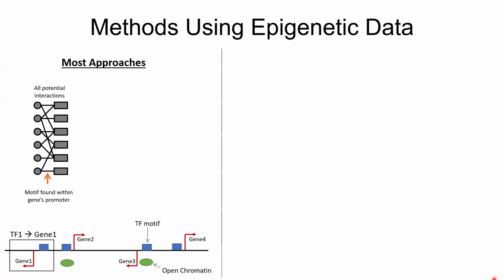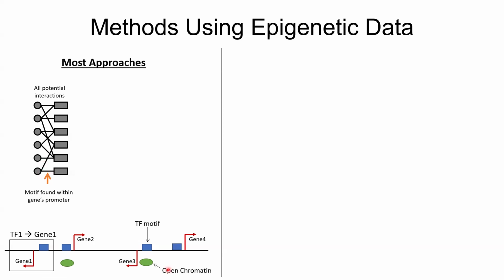So methods to derive gene regulatory networks using epigenetic data generally take the following approach. They look along the DNA for potential binding sites for a transcription factor, right? So for example, these blue boxes indicate the location of a transcription factor's motif or potential binding sequence. And you can see if the binding site of the transcription factor is in the regulatory region of a gene, you can draw an edge between that gene and the transcription factor, right?